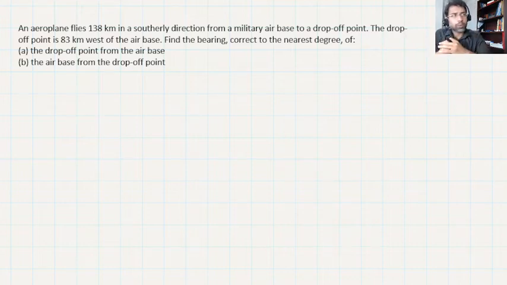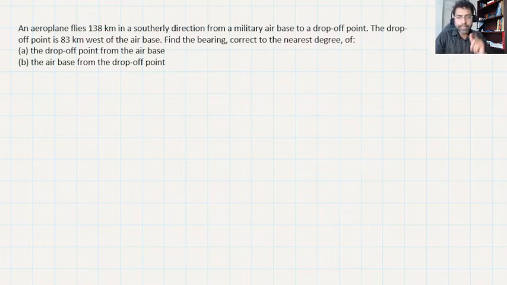And if you look at the first problem, an airplane flies 138 kilometers in a southerly direction from a military base to a drop-off point. The drop-off point is 83 kilometers west of the airbase. Find the bearing, correct to the nearest degree, of the drop-off point from the airbase and the airbase from the drop-off point.